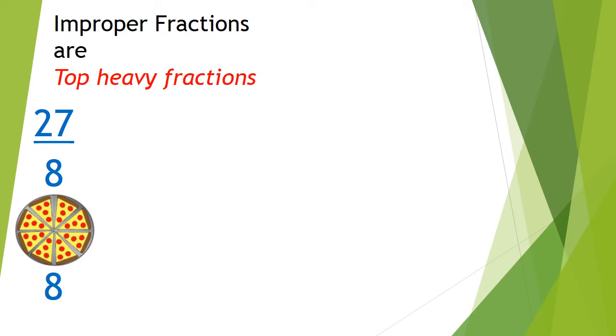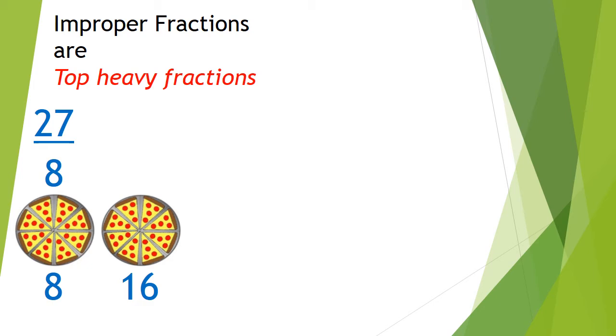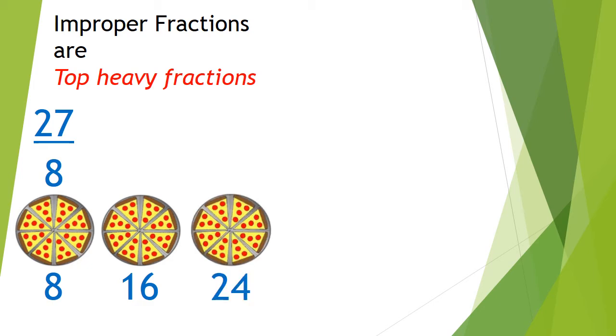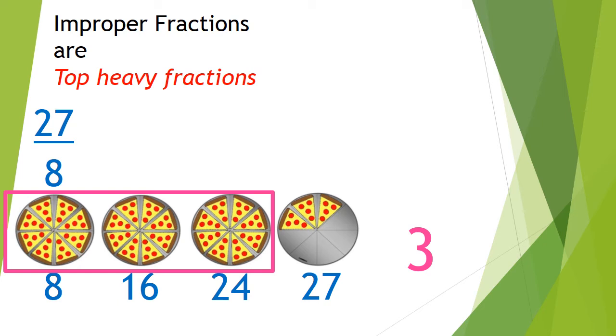Well, my first pizza had 8 slices. Then if I have a second pizza, I'm up to 16 slices. If I have a third pizza, I'm up to 24 slices. And I can see here that I'm not going to get a full fourth pizza. So my fourth pizza, I'm actually only going to have 3 slices in that, and that's going to bring me up to my 27 slices, which is what was in my original question. So that shows me that I have 3 whole pizzas, and I have 3 little bits of a pizza.